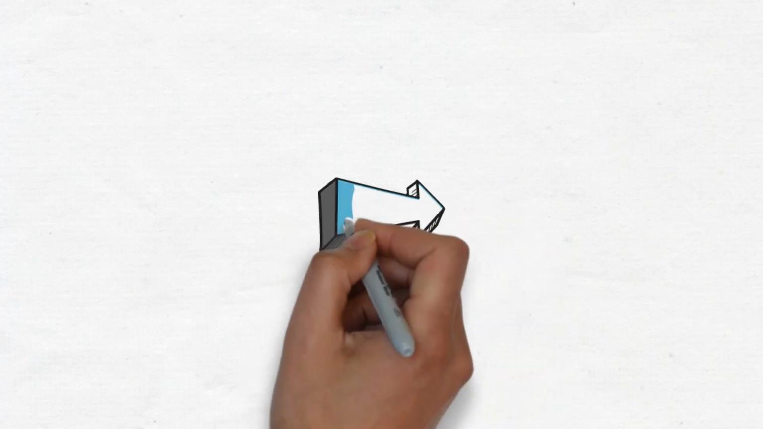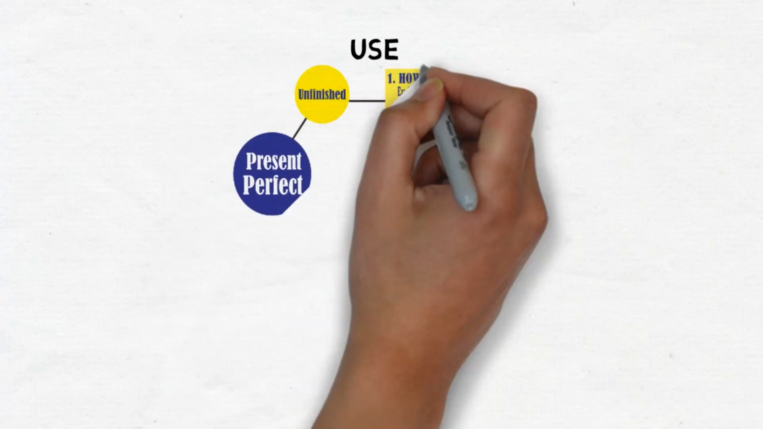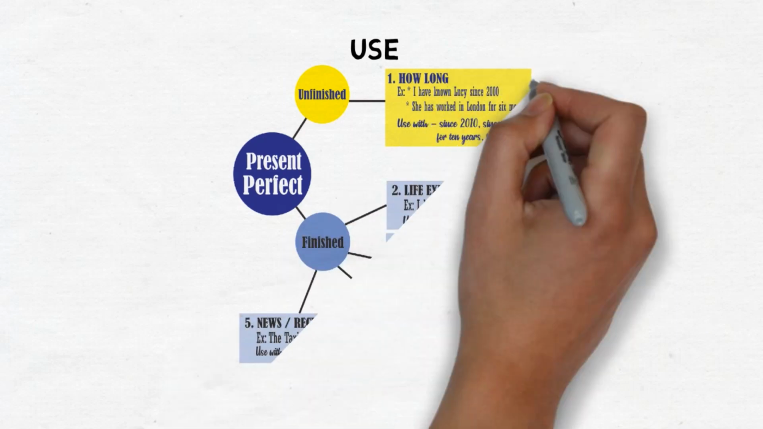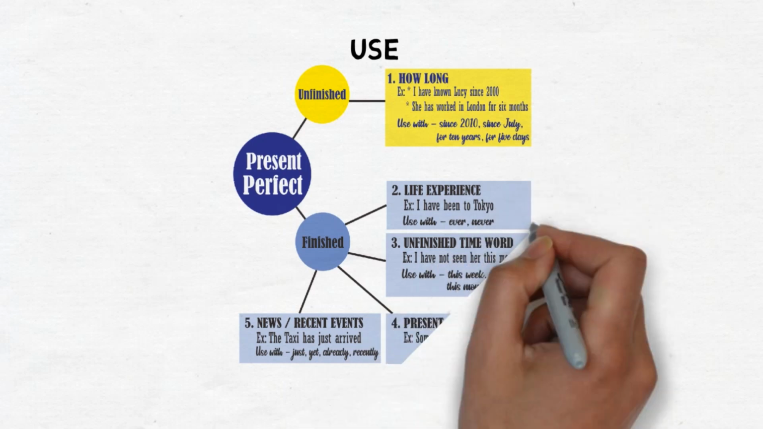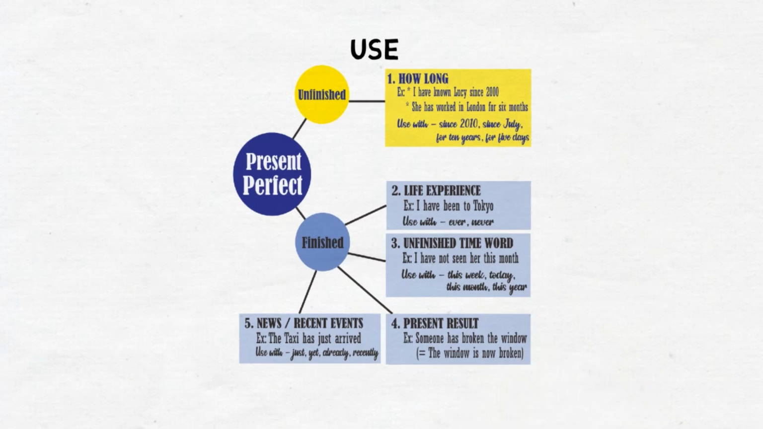Okay, let's talk about the second part. That is use. The use of present perfect tense. We understand the situation and condition before we use it. We use this tense for unfinished and finished actions. The first use, how long? It began in the past and continued to the present. We need since or for. For example, I have known Lucy since 2000. She has worked in London for 6 months.